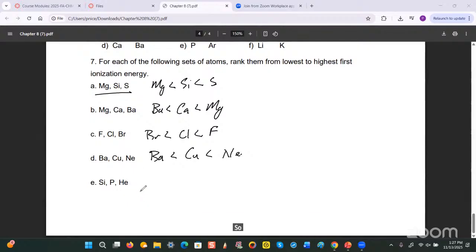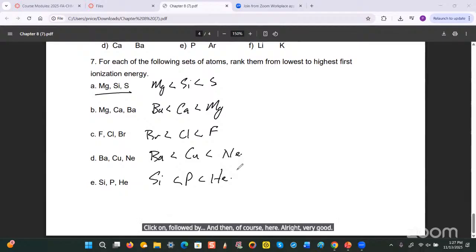So which would have the lowest? Okay, so silicon is there, phosphorus is there, and helium is there. Which would have the lowest of these three? Silicon, followed by phosphorus, and then, of course, helium. All right, very good. So that's basically all that is done. We have completed this assignment.